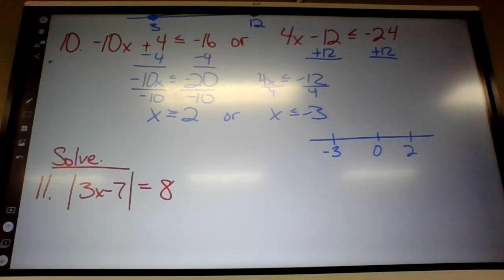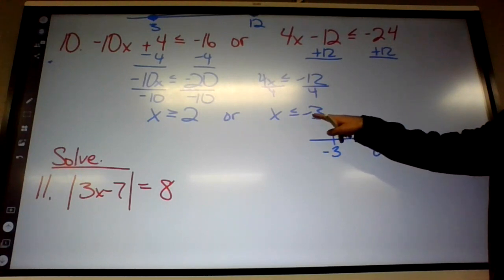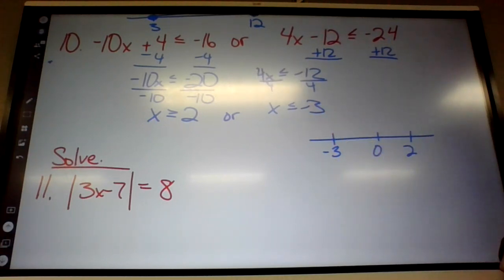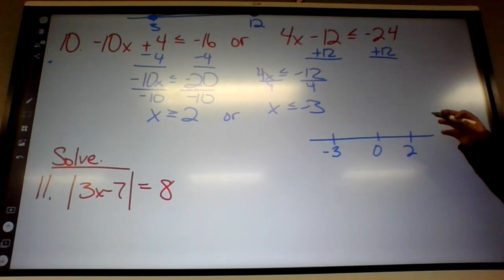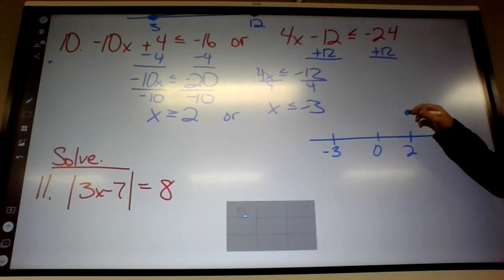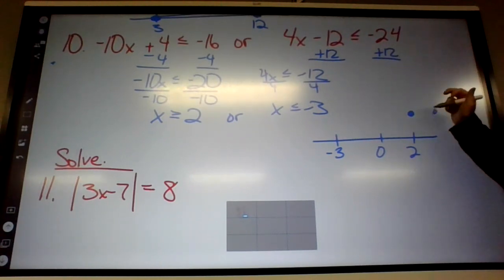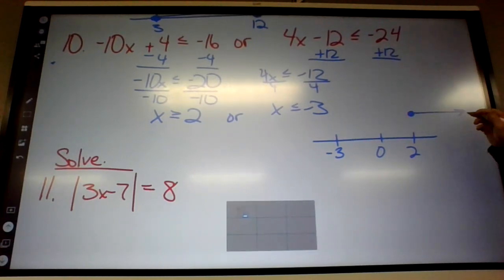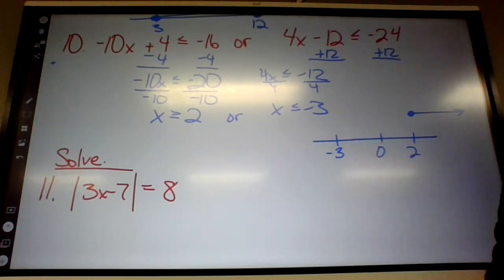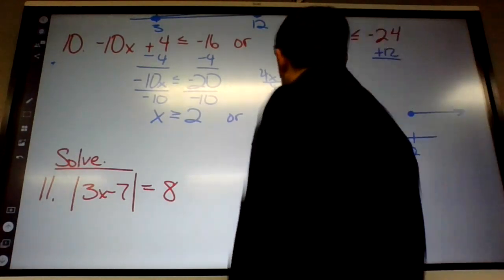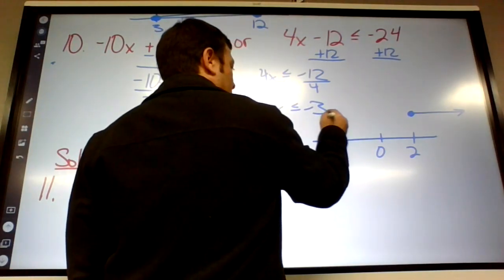Okay, so for the floating lines, Miranda, what's x is greater than or equal to 2 look like? Open or closed circle? Closed, going to the... Yep. And what's x is less than or equal to -3 look like? Closed circle going to the left. Yes.